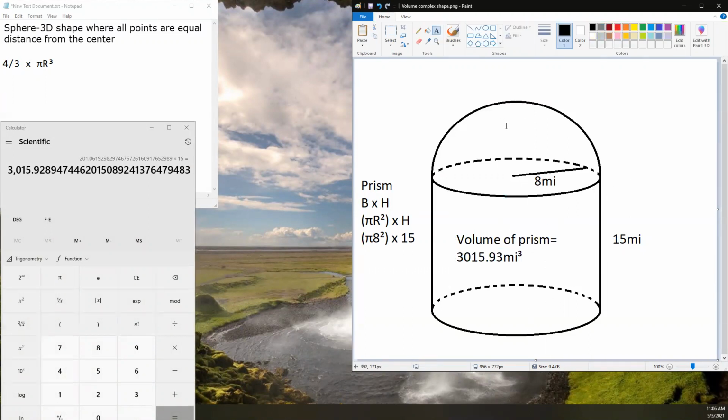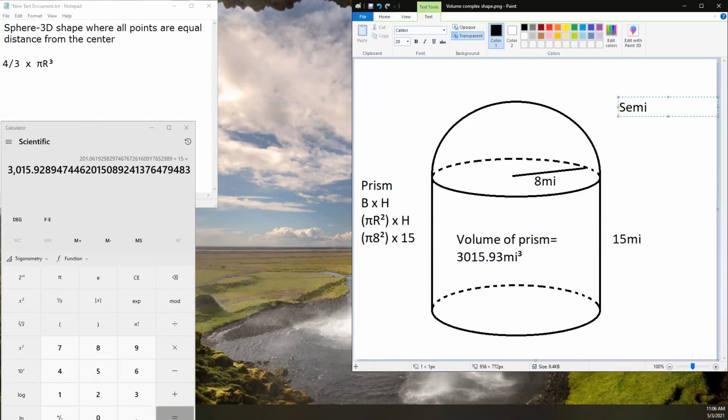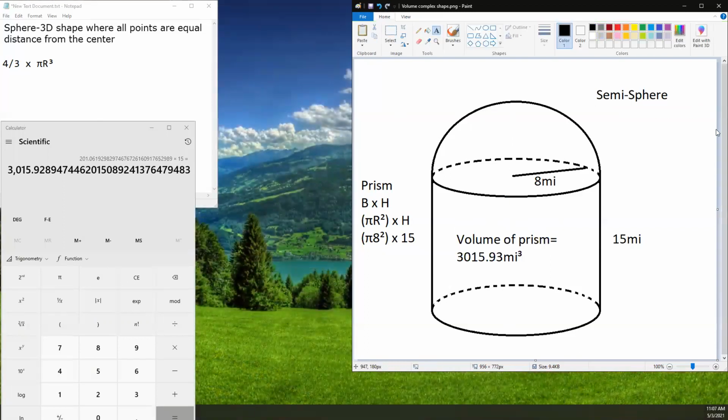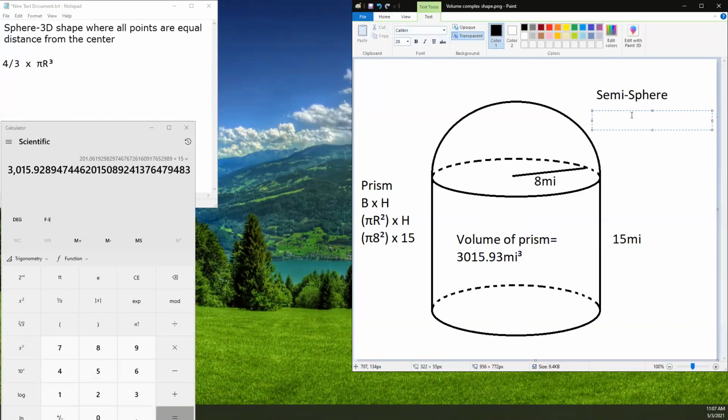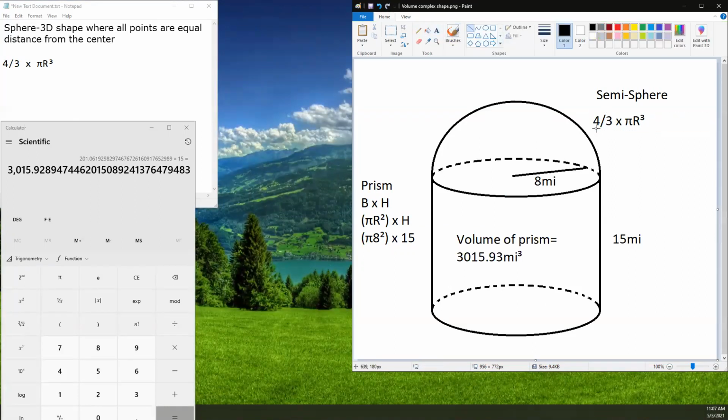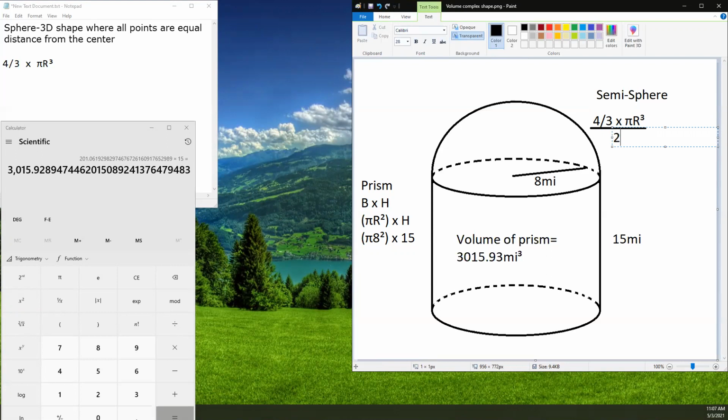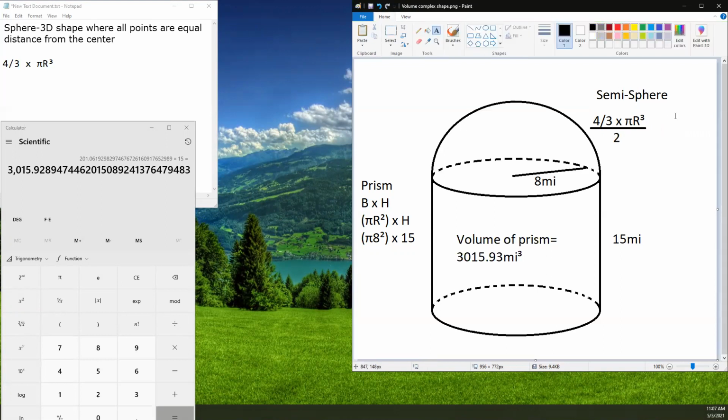We haven't touched the top though. So let's do the top. Let's figure that out. The semisphere. So we're going to do everything we did for a sphere, and then at the very end, we're going to divide it by 2. There's no reason to complicate it, right? So we've got 4 by 3 times pi r cubed over 2. Since this is a semisphere, we're going to divide it by 2 at the end.